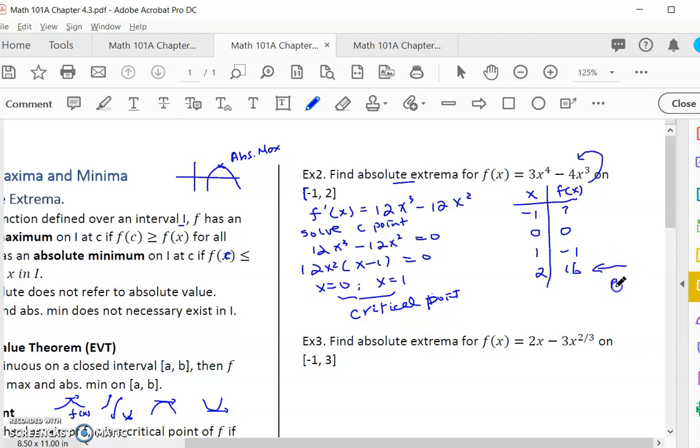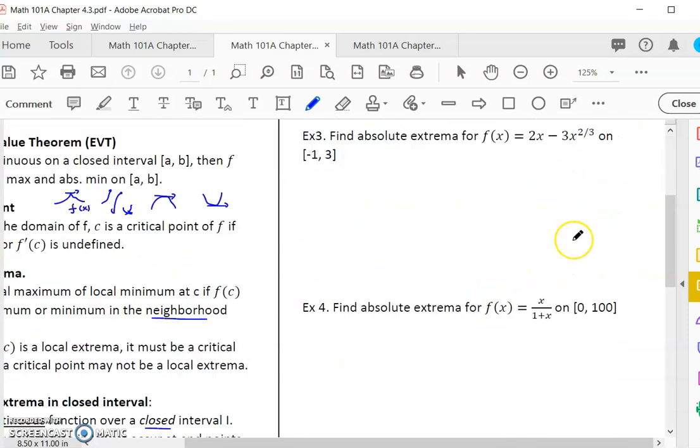This is the highest, so the absolute max is 16. What's the lowest one? This is the lowest one, the absolute min. So in this case, the critical number 0 is not anything, it's maybe just a local extremum. The other is an endpoint, but it's not the absolute highest or lowest. But these two are. Let's do another one.